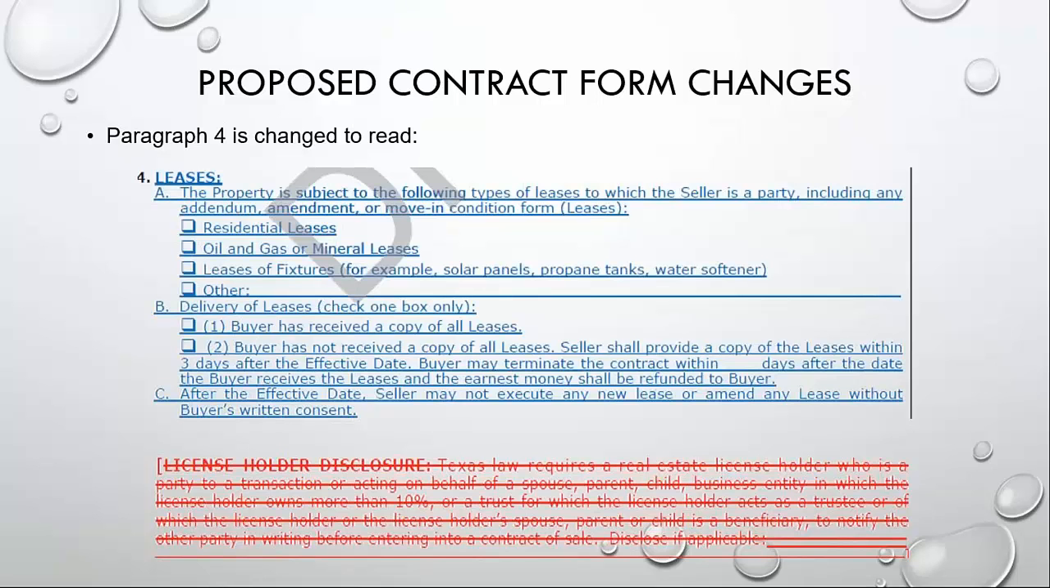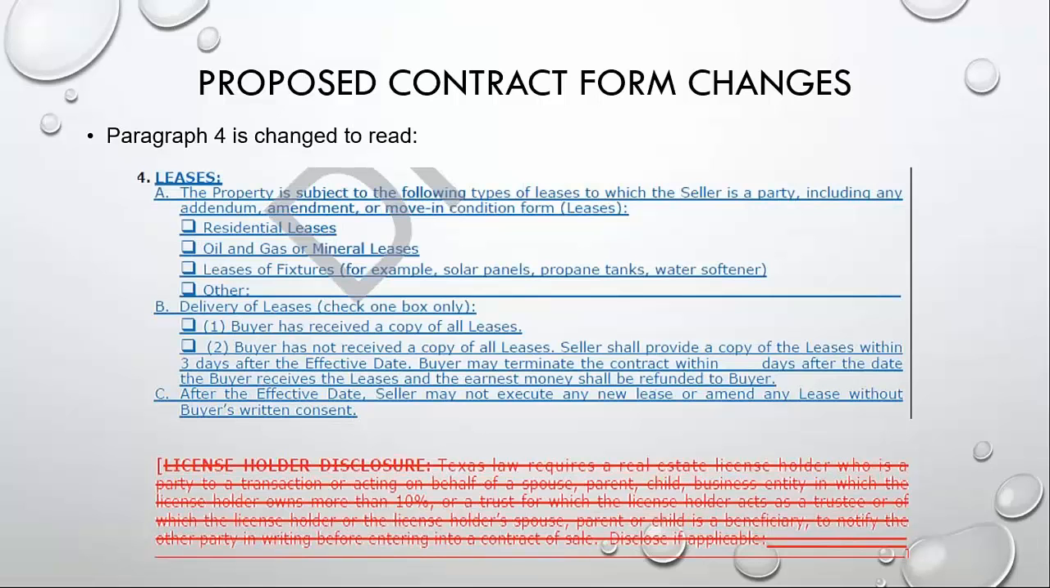Proposed. Paragraph 4 used to have the license holder disclosure. You remember that one? That's the one where we have to disclose, both as a listing agent and a buyer's agent, if we were working on behalf of a family member, or if it's a business and we have an interest in it, or whether we're involved in a trust for the property. That paragraph has been moved, it's not taken out of the contract, it's been moved, and in its place goes a paragraph about leases. And I don't think this is the right place for it, but they didn't ask me.